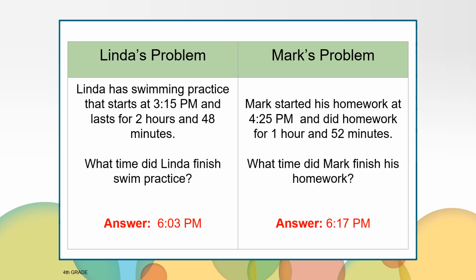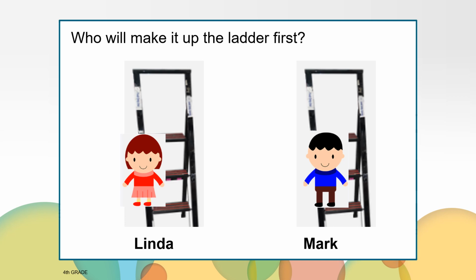Linda finished her swimming practice at 6:03 p.m. and Mark finished doing his homework at 6:17 p.m. The person who should move up the ladder is the person who finished their activity first. So who should move up the ladder? Linda finished her activity first, so she will move up the ladder. After round 2, both kids are on the first rung of their ladder.